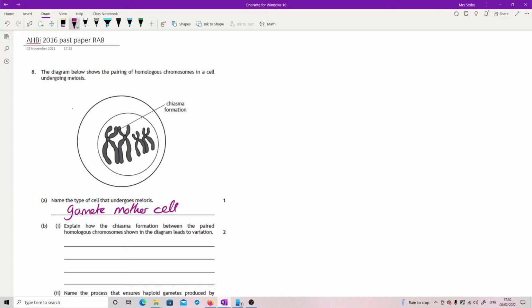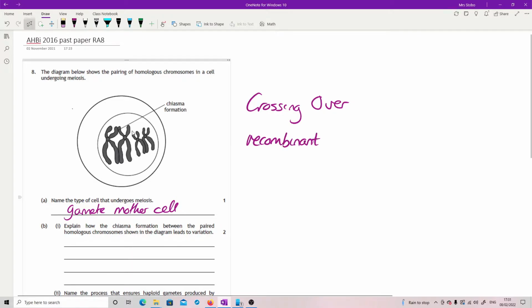Explain how the chiasma formation between the paired homologous chromosomes shown in the diagram leads to variation. Okay, so chiasma by itself doesn't do anything. That is just the touch point. But when that forms, what you can get is crossing over. Now that's the most essential thing, that we recognise that it's not the chiasma that actually does the job, it is the crossing over. And if you have crossing over, then you get recombinant chromosomes.